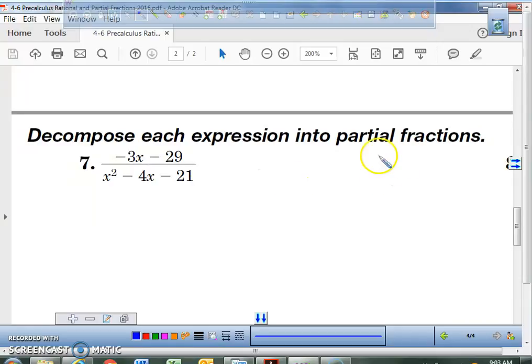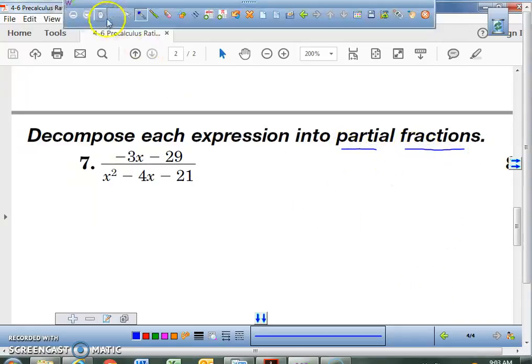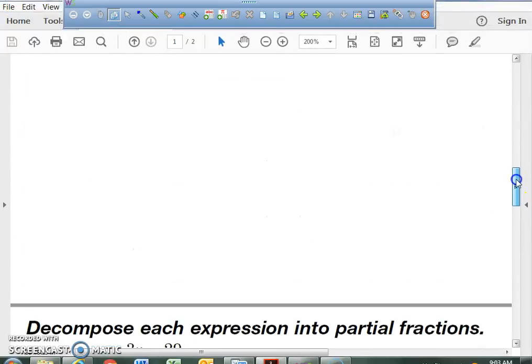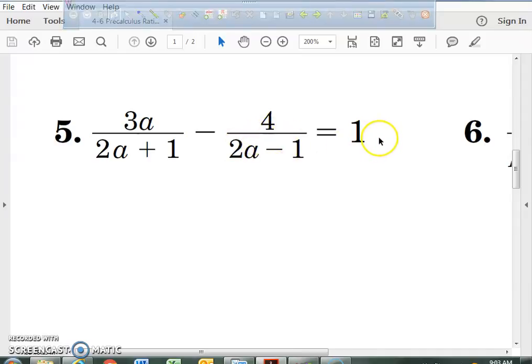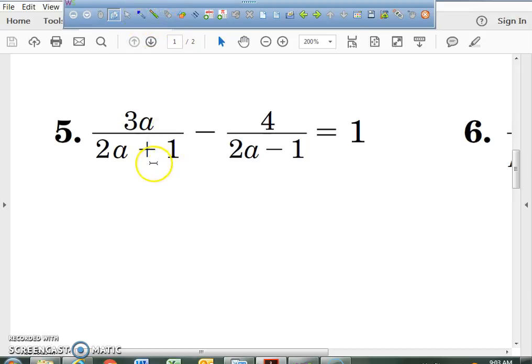Decompose this into what's known as partial fractions. Now, I want you guys to look back at something real quick. Look at number 5. Number 5, these are partial fractions. Together, this fraction minus this fraction equal number 1. So I want you to understand, this by itself is a partial fraction. That's a partial fraction that equals this.